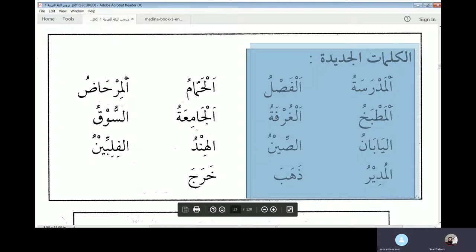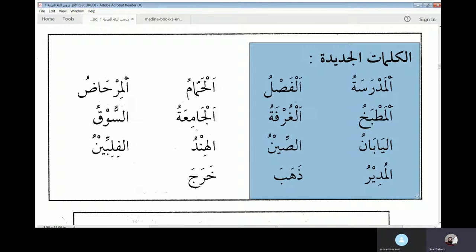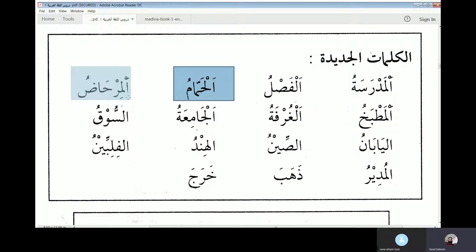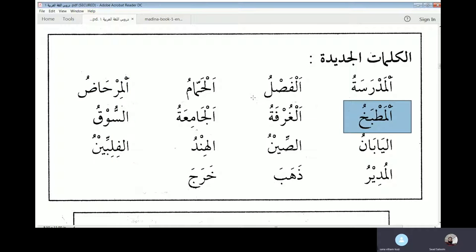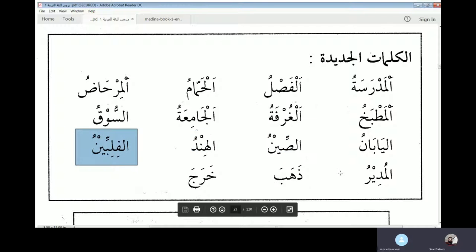الكلمات الجديدة. المدرسة, the school. الفصل, the class. الحمام, the bathroom. المرحاض, the toilet. المطبخ, the kitchen. الغرفة, the room. الجامعة, the university. السوق, the market. اليابان, Japan. الصين, China. الهند, India. الفلبين, the Philippines.